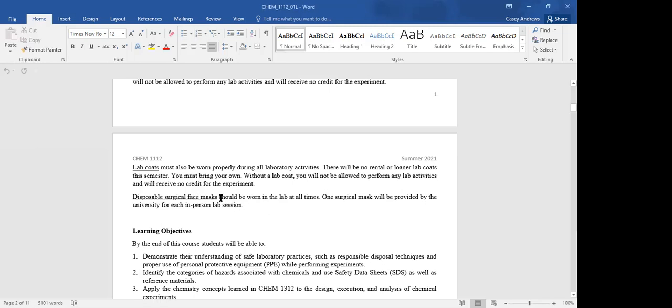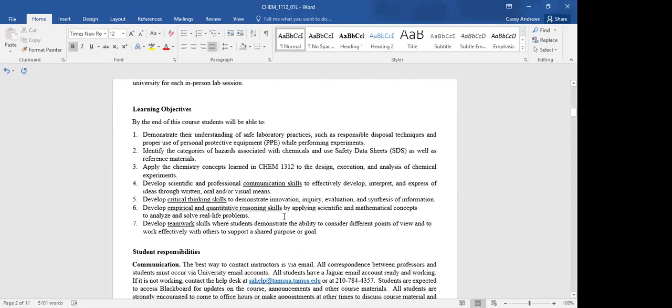And facial masks should be worn at labs at all times. Due to the governor's proclamation like a month or so back, we cannot enforce mask policies anymore. So it's completely optional, but it's still good practice. And we will provide surgical masks for you while you're in the lab.